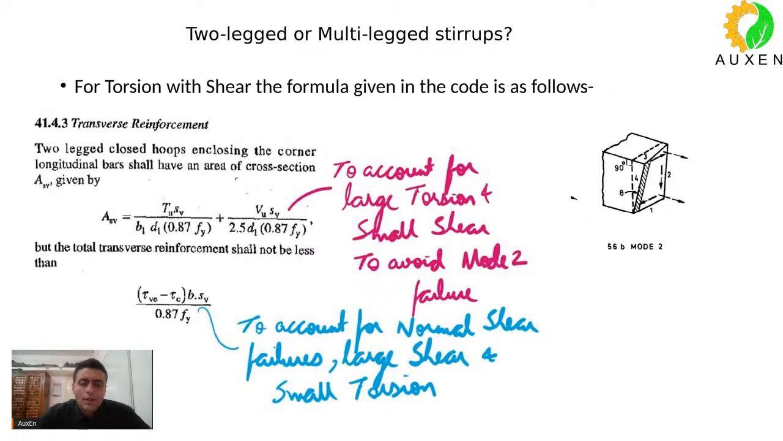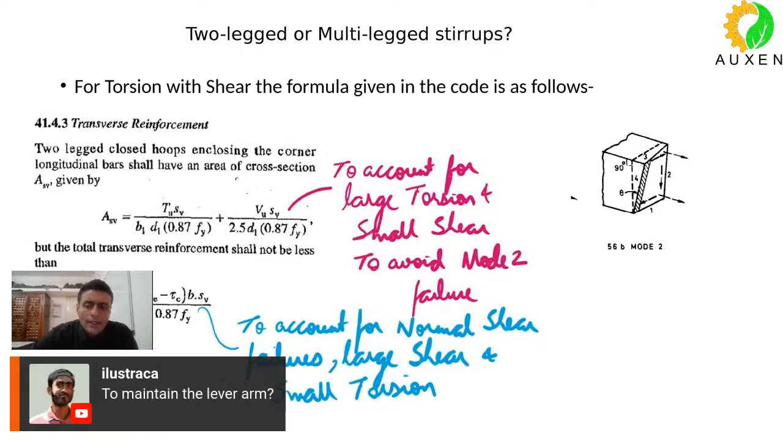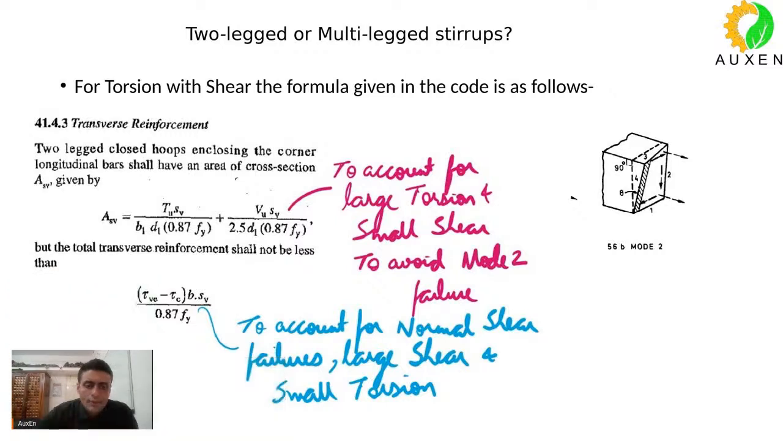Do you get it? If you try to see this mode 2 failure on the right side of the screen, you will see it is a twisting plus warping combined behavior failure that is happening. And for avoiding this kind of failure, what is most effective will be the two-legged stirrups provided on the periphery. So your code tells you that for these situations, internal legs or multi-legged stirrups may not be good enough. All right. So therefore, code is asking for two-legged stirrups.